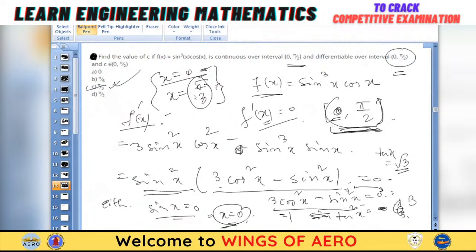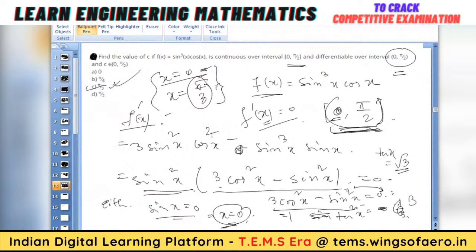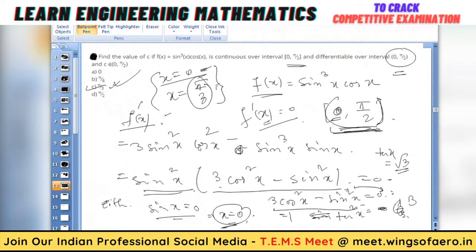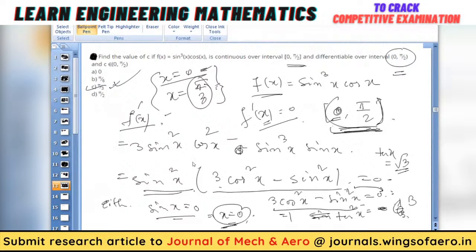Excuse me, sir. Yes. Sir, isn't it pi by 6, sir? Pi by 6. I will have to check. Root 3. Is it 1 by root 3, no, sir? No, why 1 by root 3? 1 by root 3.